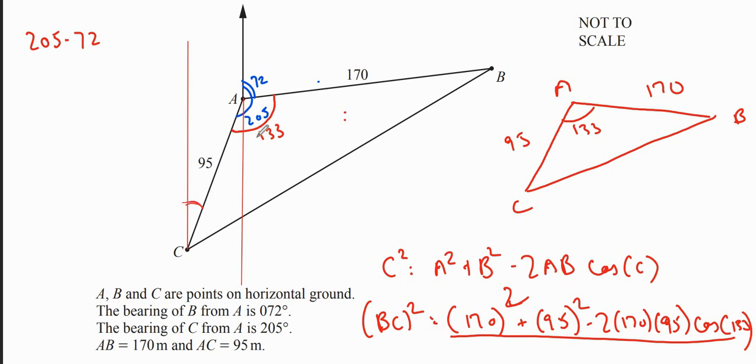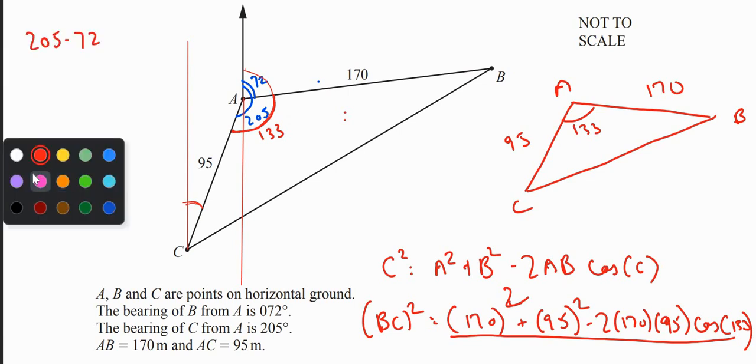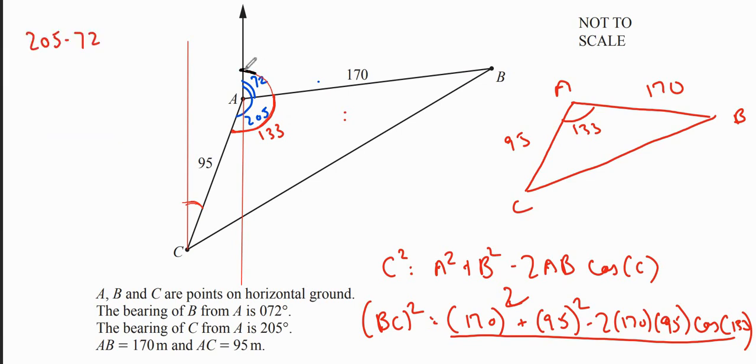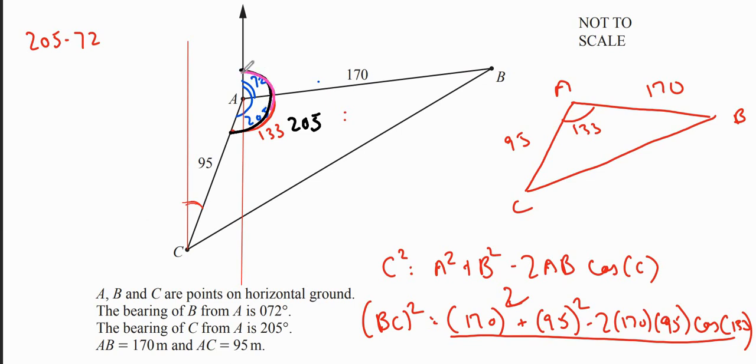How will I find it now? So look, this whole angle from here all the way till here is 205. Let me use another color to explain what I'm trying to say. This whole thing from here all the way till here is 205. But this angle, let me use pink, this angle is 180. So if I do 205 minus 180, I will find this remaining angle, which is 25.